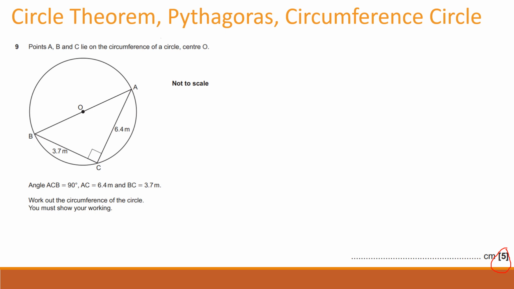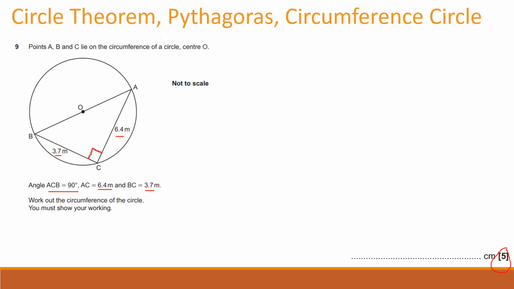Now the key bits of information: given that ABC is 90 degrees, that is given on the diagram just here for right angle. The length AC is 6.4, again given in the diagram, and BC is 3.7 meters, again given in the diagram. Now we've got a right angle triangle and we've got to work out the circumference of the circle. Now you should be thinking in the back of your mind the circumference is equal to pi times the diameter. So we need to find the diameter of this circle.